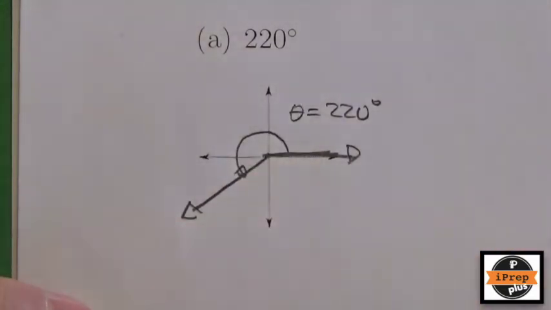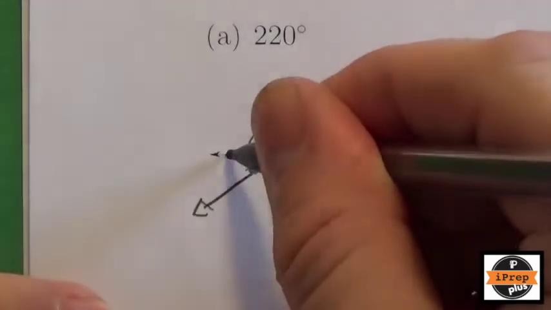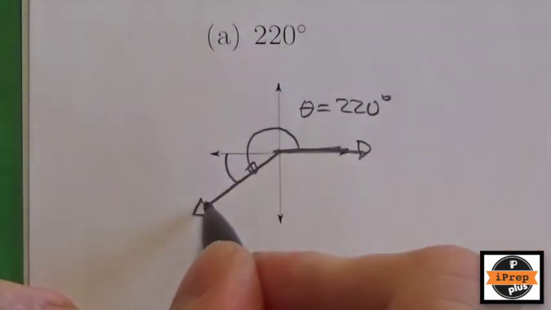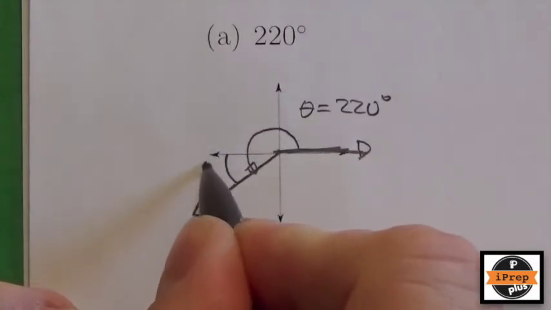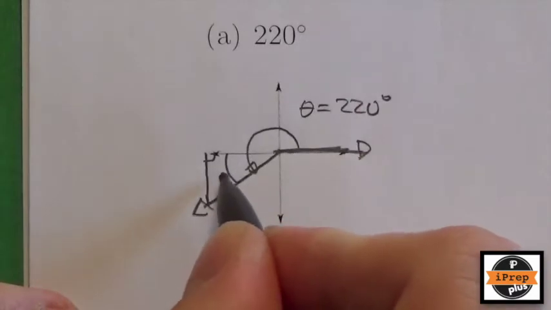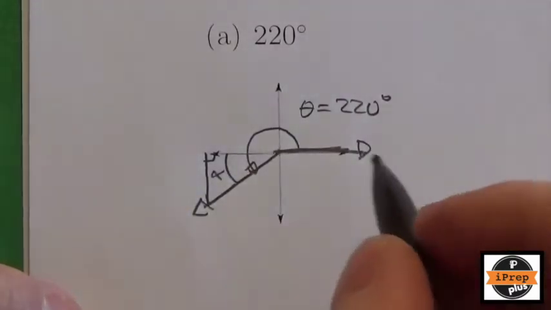The reference angle is always the acute angle between the terminal arm and the x-axis. So in that case, this right here is going to be our reference angle, because when we draw our triangle here to define our trig functions, it's going to be this right here. And I typically use the symbol alpha to refer to that.